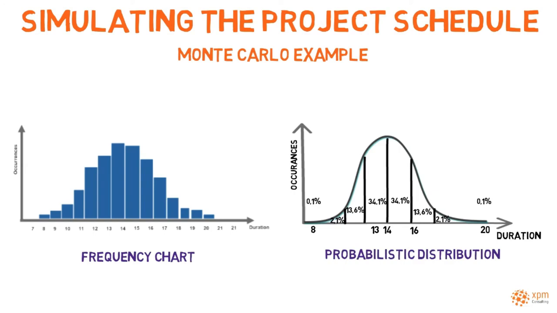The project manager can now determine that there is a likelihood of 0.1% of completing the project within the current scheduled duration of 8 weeks. To raise the level of confidence to 99.9%, the project duration would have to total 20 weeks.